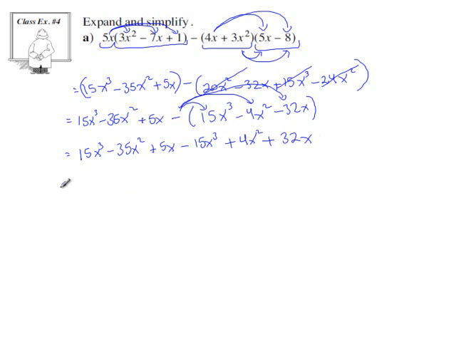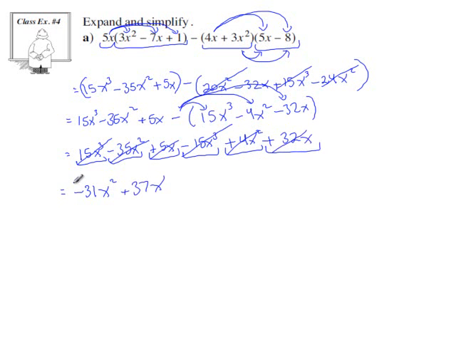Last step is to combine like terms. So we look for x cubed terms. I see a 15x cubed and a negative 15x cubed. 15 minus 15 is 0. Those are gone. Then you have a negative 35x squared and a positive 4x squared. So negative 35 plus 4 is negative 31, so you get negative 31x squared. And your x terms, so a positive 5x and a positive 32x. So positive 5 plus 32 is positive 37x. And there's your final answer.